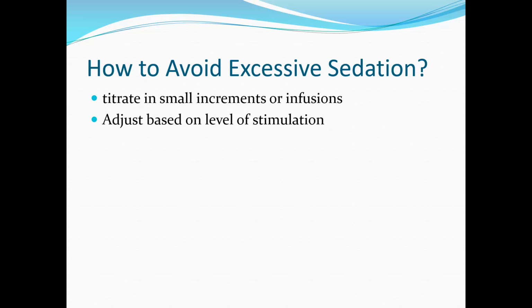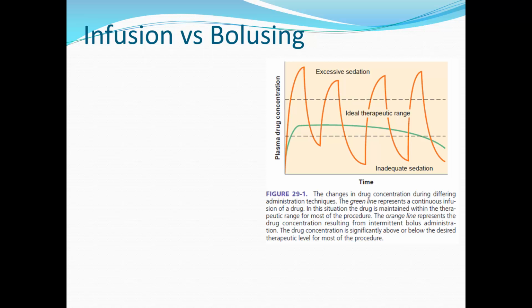In an ideal dosing regimen, an effective concentration of a drug is achieved and then adjusted according to the magnitude of the level of stimulation. If the noxious stimulation is increased or decreased, the concentration is increased or decreased. So that's how you get to an ideal MAC while avoiding excessive overdose.